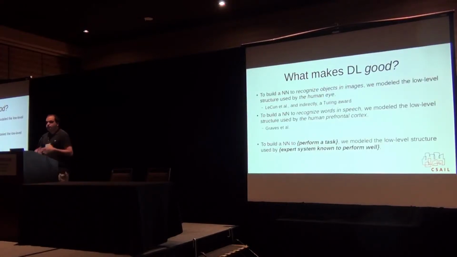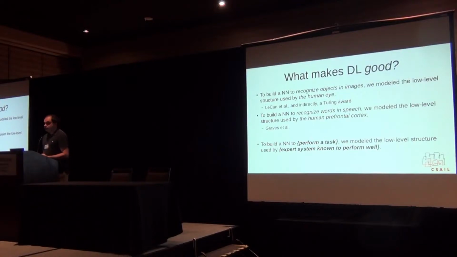Now, the general strategy that was so successful in both of these cases was, in the computer vision case, to build a neural net to recognize objects in images. They modeled the low-level structures that were used by the human eye, right? They looked at the actual human visual system, the actual optic nerve, and what it was doing, and they designed a process that was biologically plausible but differentiable. And that led them to the convolution layers for neural networks.